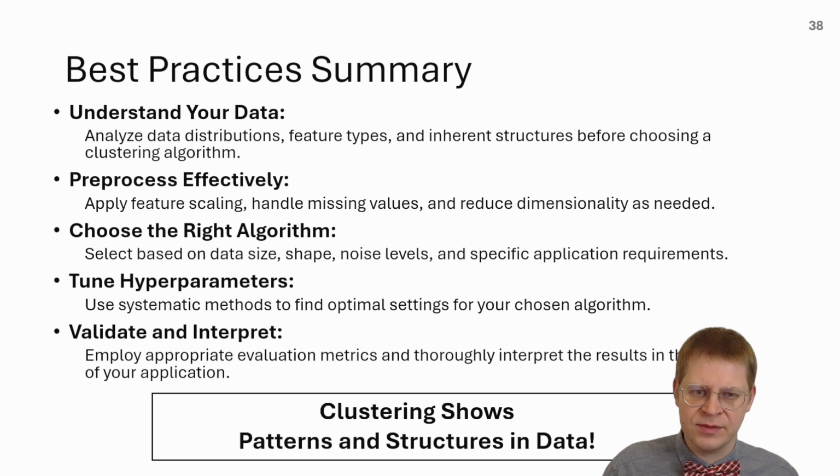Preprocess effectively. Data preparation is everything. Apply feature scaling, handle missing values, reduce dimensionality if necessary. Remember, clustering relies heavily on distance metrics, so your features need to be on comparable scales. Choose the right algorithms. Match the algorithm to your data. Think about the size, the shape, noise levels, and what you're trying to achieve. For example, use DBSCAN for noisy data or k-means for well-separated spherical clusters.